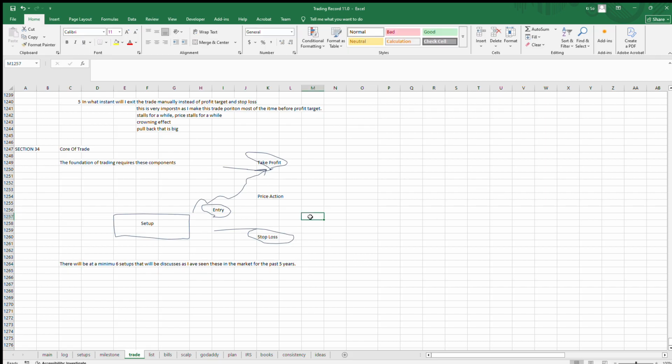So now the foundation of trading. I should call this foundation of trading. The foundation of trading has these elements. Now, sizing is going to be important here. Okay, sizing is going to be important. Trade management is going to be here. And based on the price action, it's going to determine where I exit.